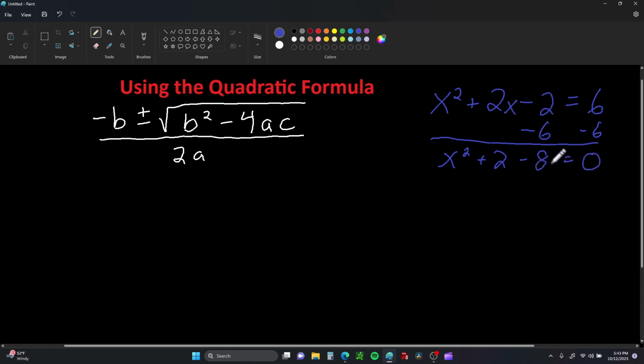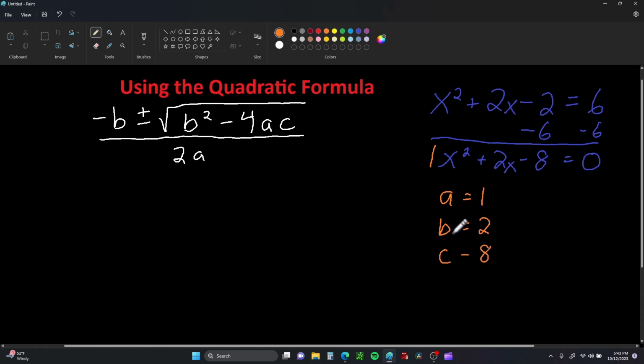Once it's in this form, then I can identify what the A, B, and C are. The coefficient of the first term over here is a 1. I forgot my x here. This is the A term, the B term, and the C term. So for the A term, A equals 1. For the B term, B equals 2. And the C term is minus 8.